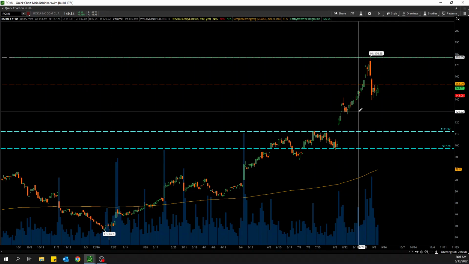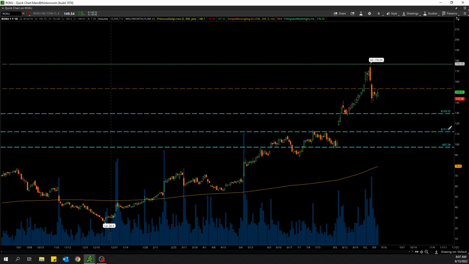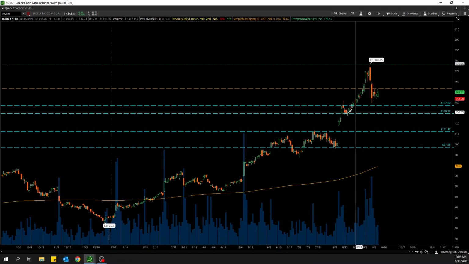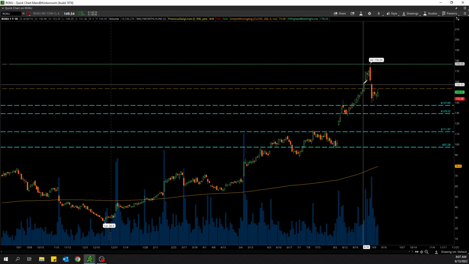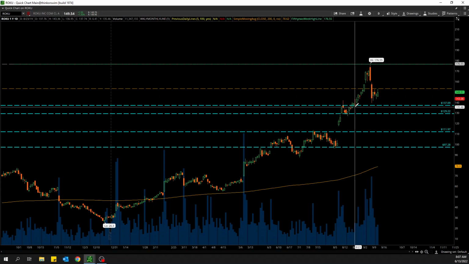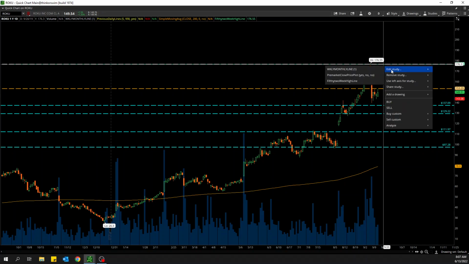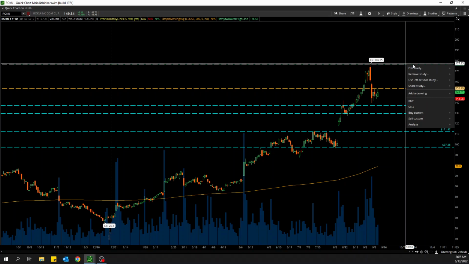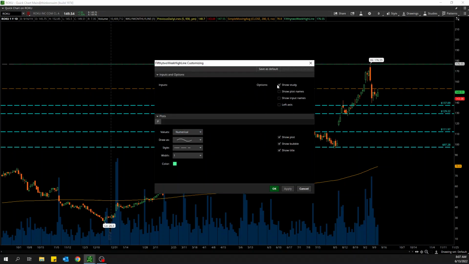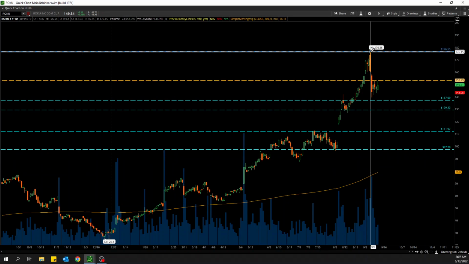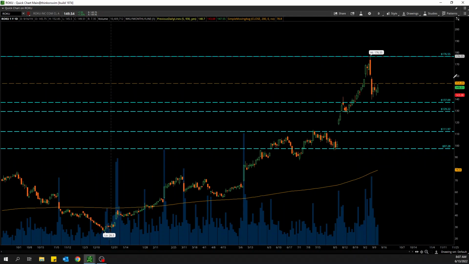Same with here, as well as here. Now, why is that resistance? It came up, pulled back down, then it broke through, and then right here it tested this area before going higher. This is obviously resistance as well. Give me a second here. This right here, resistance as well, 176.55.